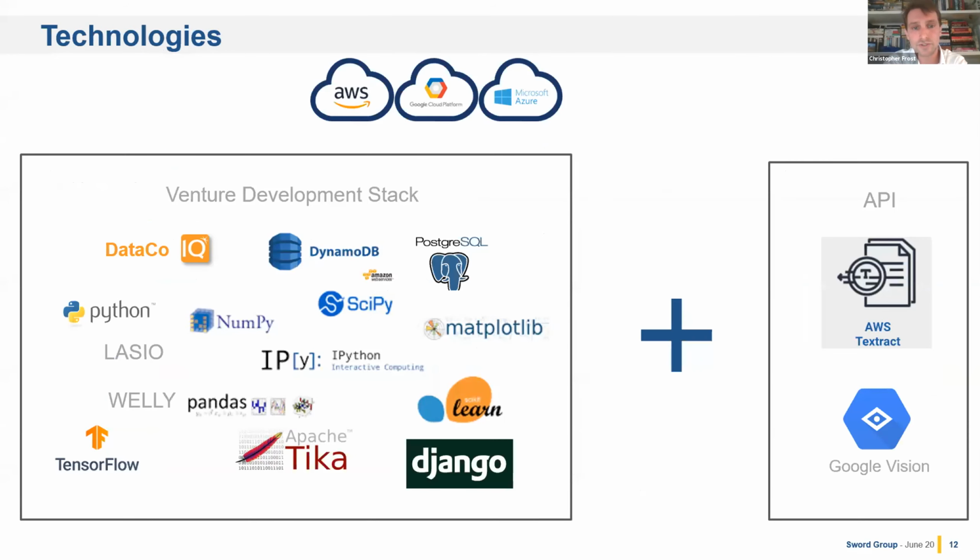So the technologies that we used were a combination of cloud services and APIs, but we also used our own development stack, which was mainly Dataco's development stack, as we did most of that. But we've actually brought quite a lot of the technologies that Venture are using, and we're still working on to build that stack up.